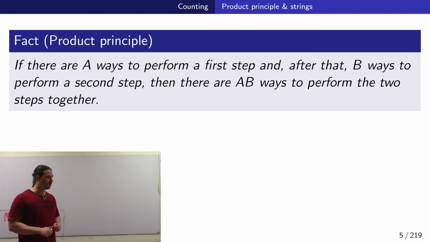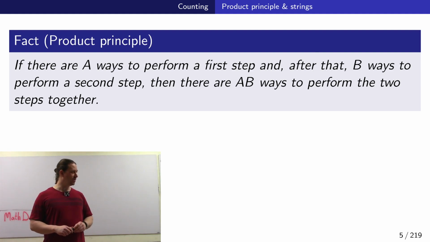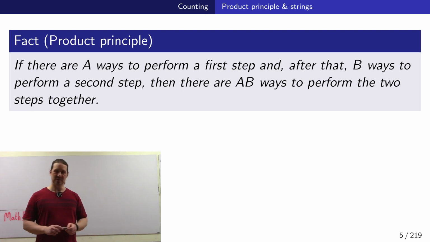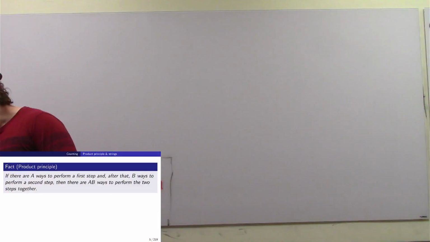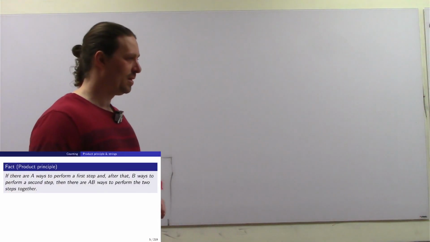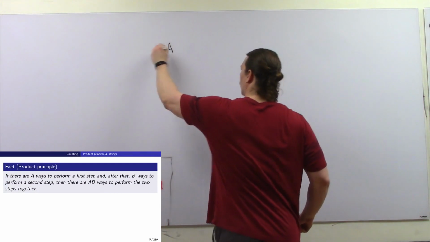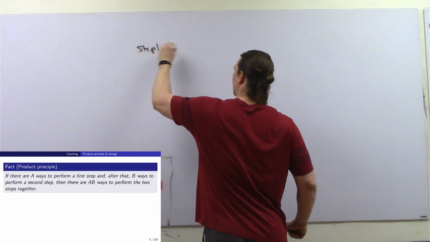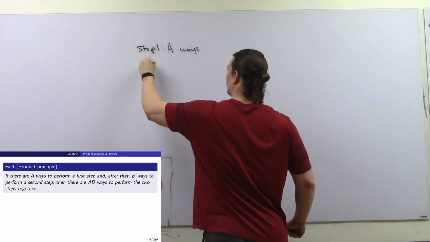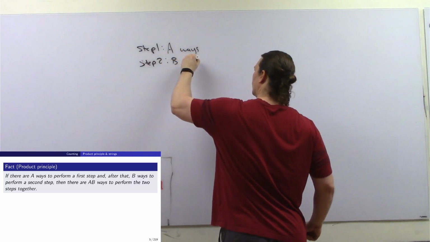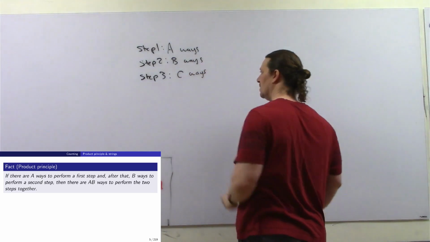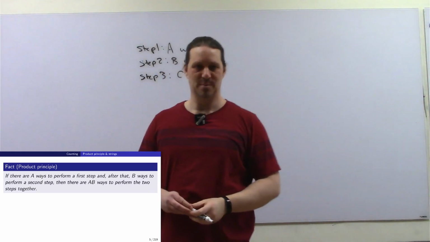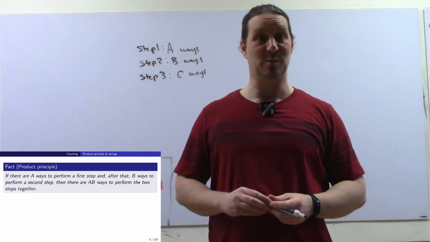This product principle can be generalized easily. If you have a procedure that has a 3rd step, C, after the first 2 steps, what would you imagine is the number of ways to solve the problem? Let's go to the whiteboard. This is simple, but we should use the whiteboard a little bit here. So suppose we had 3 different steps. Step 1, in A ways. Step 2, in B ways, and step 3 in C ways. I'll ask the audience again, if that's the case, how many ways do you think you can solve the problem?